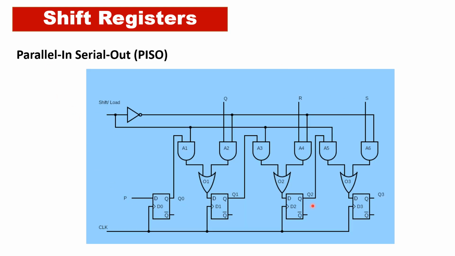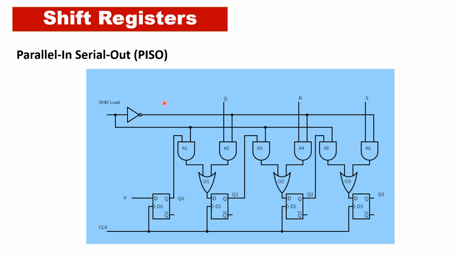A parallel in, serial out shift register is a type of shift register that allows data to be loaded in parallel and then shifted out one bit at a time in a serial manner. This type of shift register is particularly useful when you have multiple bits of data that need to be transferred sequentially over a single data line, reducing the number of connections required for communication.